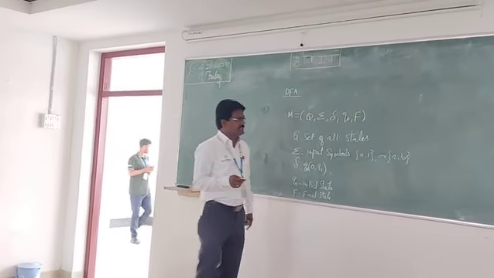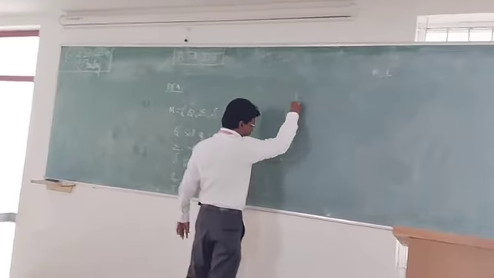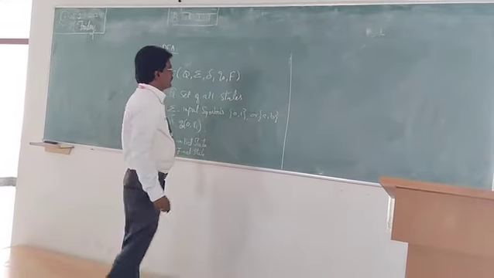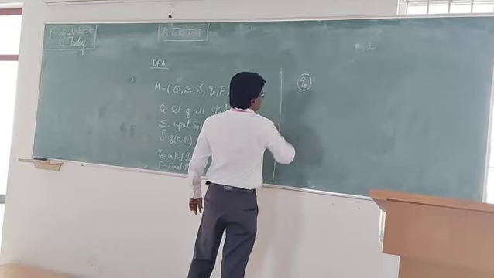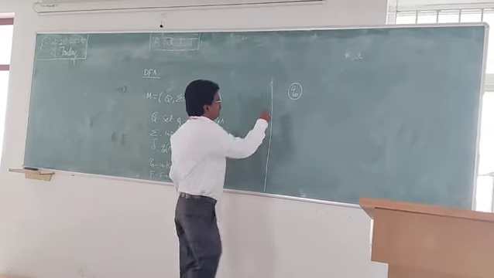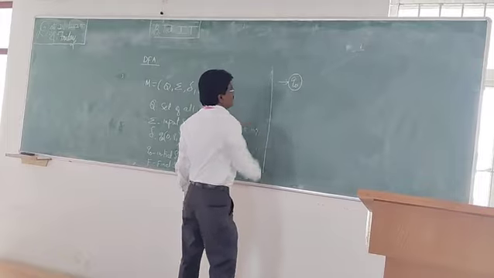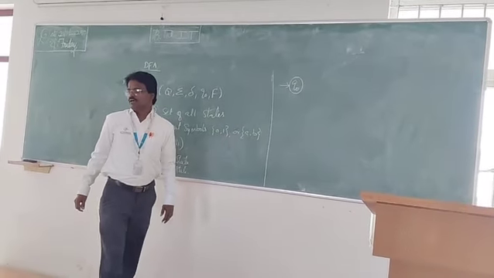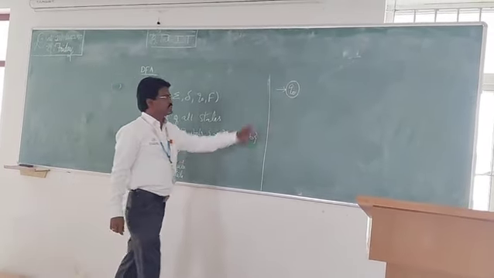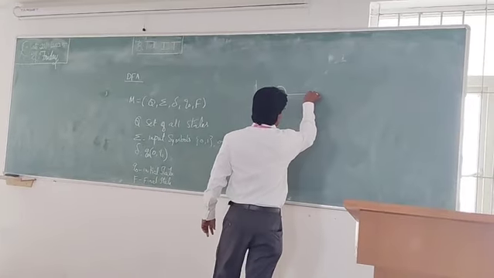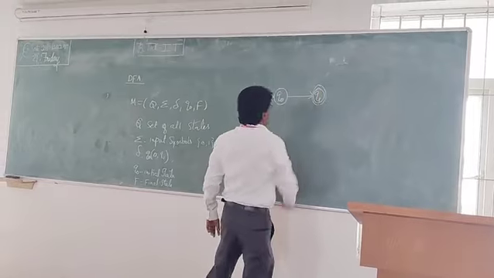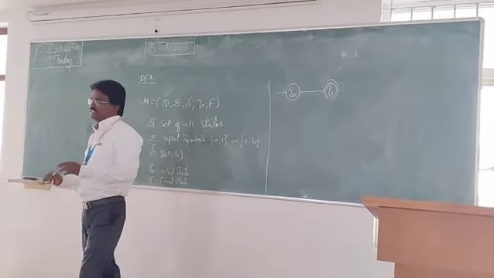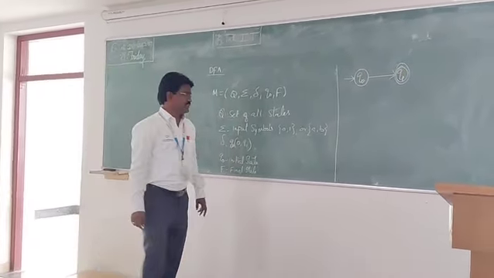Okay, now let us see an example. q0 is the initial state. We need to mark this like a node or vertex. This is called the initial state. Another one is the final state. We construct with only 2 states, minimum 2 states.